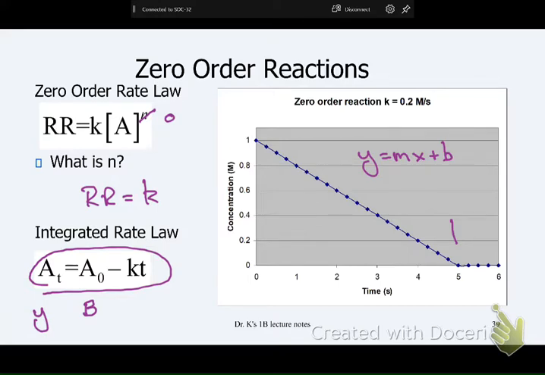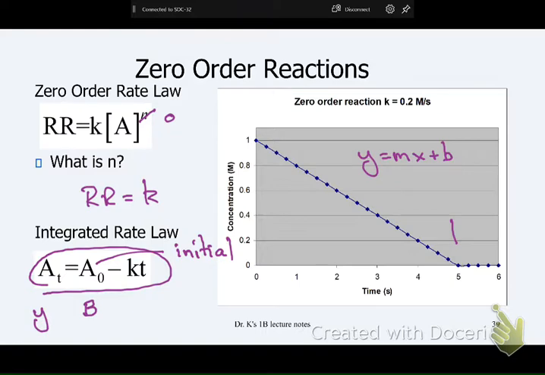But y is your concentration. And then b is your initial concentration. [A]0 is the initial concentration. So if you start with 0.1 molar, it would be 0.1 molar. In this case, what's the initial concentration here on the graph? 1 molar, right? So that's what [A]0 is for this graph.